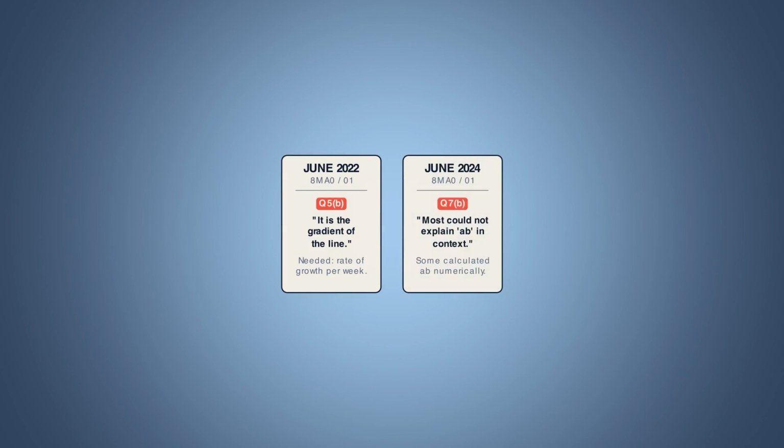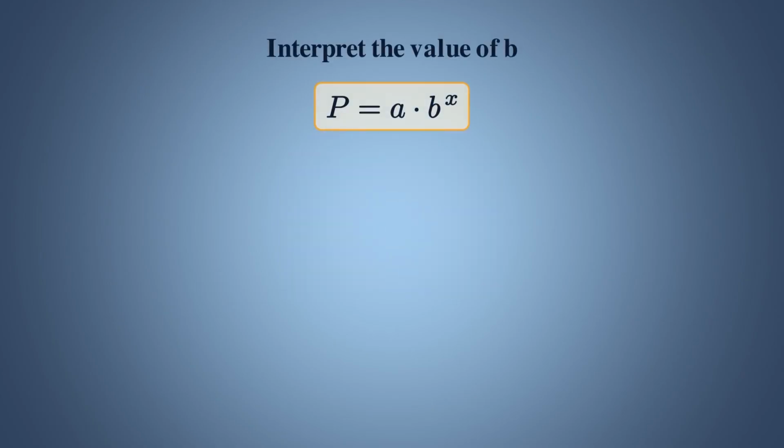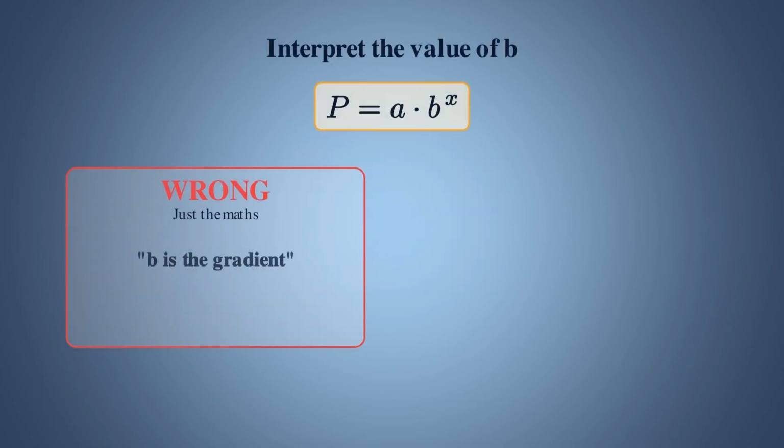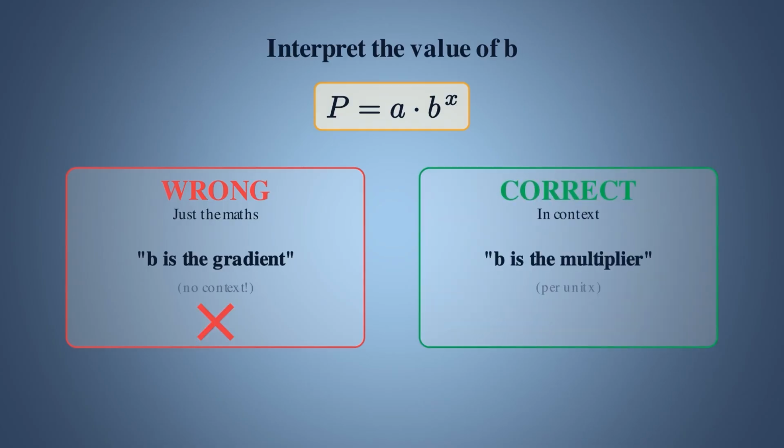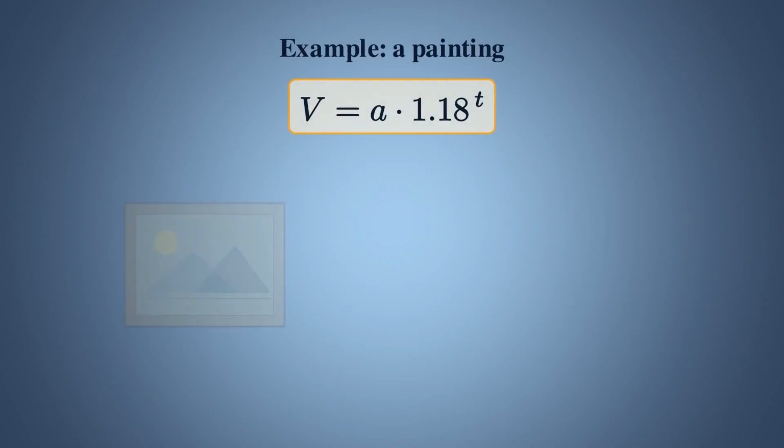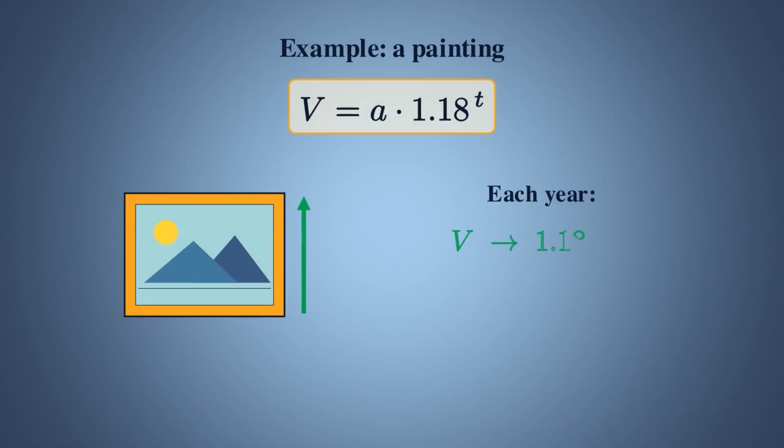For instance, something that was flagged was, if a student is asked to interpret the value of B, the most logical mathematical answer would be, what's the gradient? But that's technically incorrect, because in the context of the question, what that really means is it's the multiplier. So for instance, if we're talking about a painting, we'd say it's increasing by a factor of 1.18 per year. So specific, contextual, and relevant to that particular question.